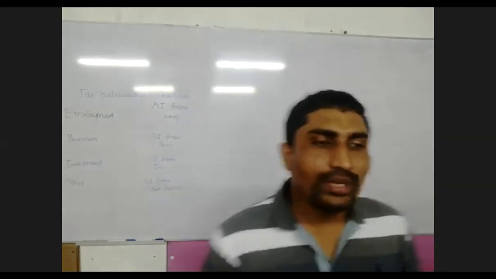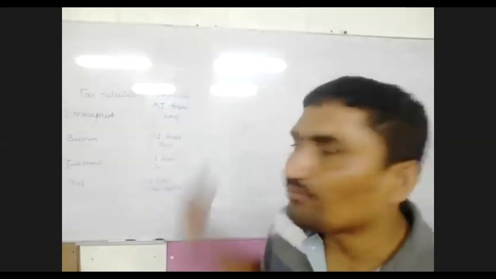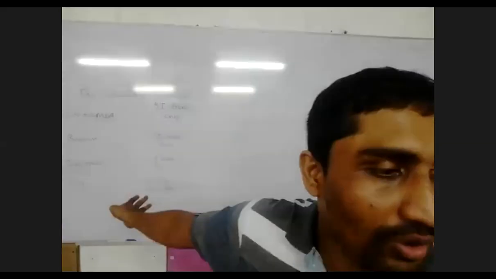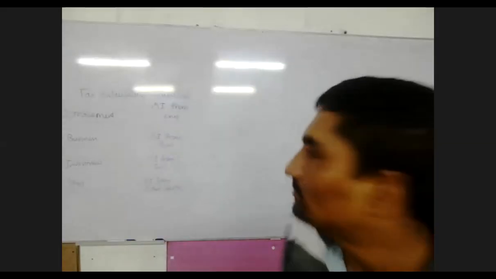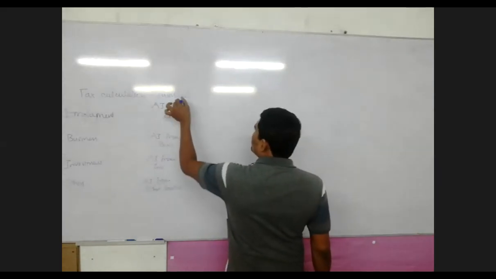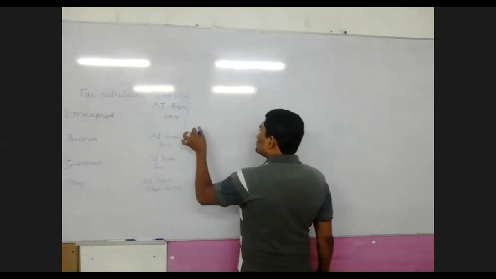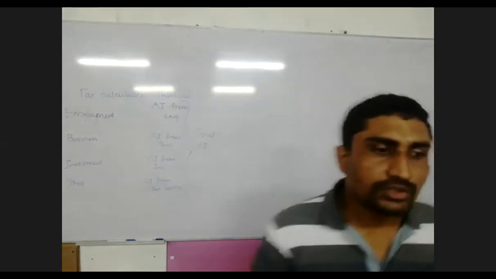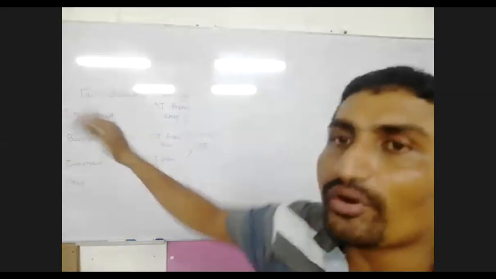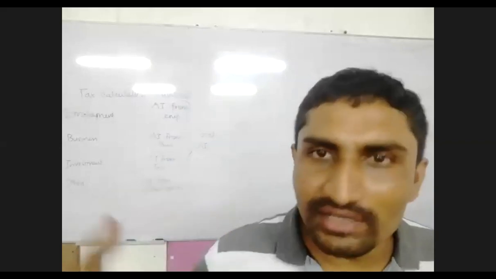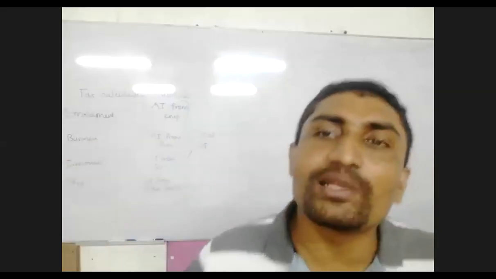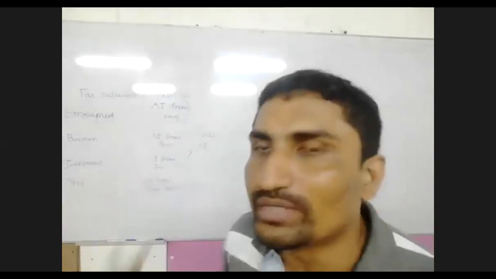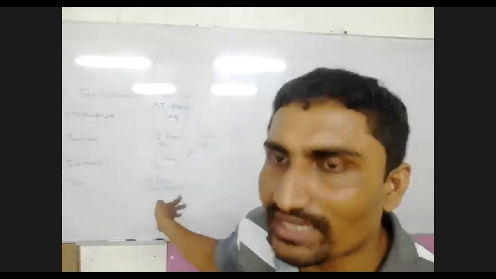So we have to calculate the assessable income from each and every source. And the collection of this assessable income is called total assessable income. From the employment, we have to calculate the assessable income from employment. From the business, the assessable income from business. From the investment, the assessable income from investment. And from any other sources, the assessable income from any other source.